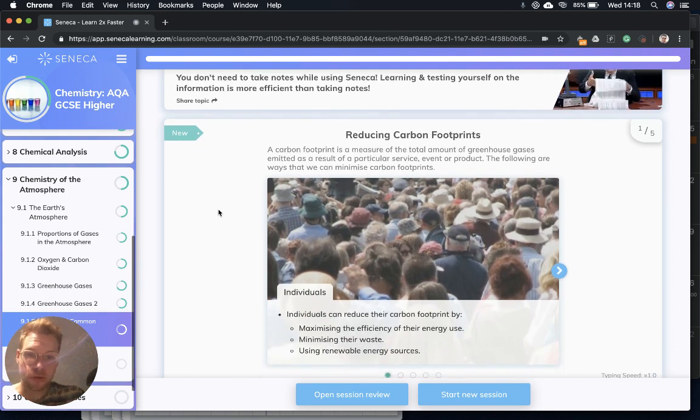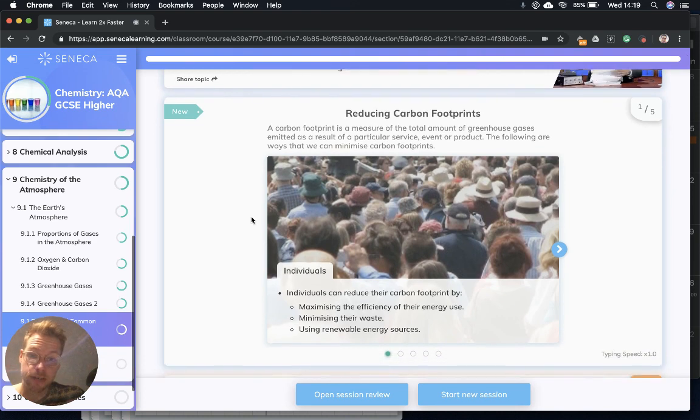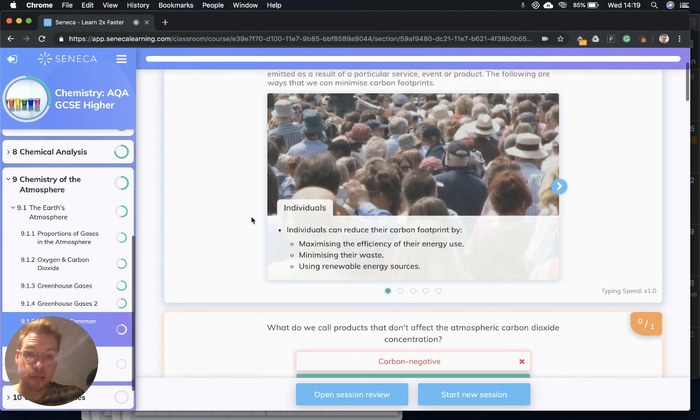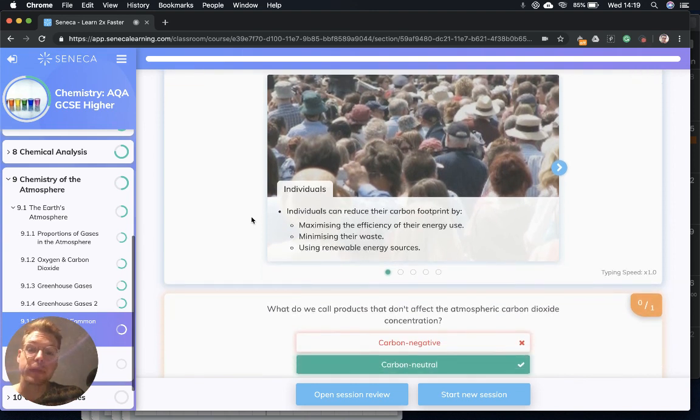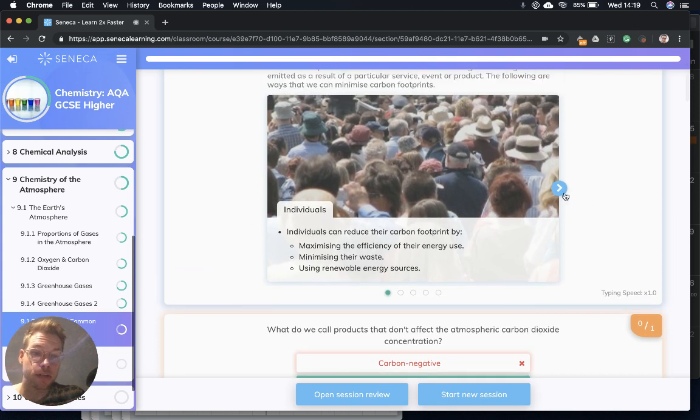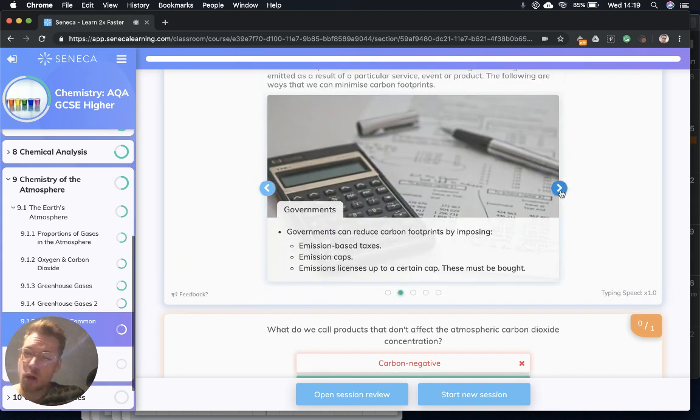A carbon footprint, what is that? A carbon footprint is a measure of the total amount of greenhouse gases emitted as a result of a particular service, event, or product. The following are ways that we can minimize carbon footprints. Individuals, what can you do? Individuals can reduce their carbon footprint by maximizing the efficiency of their energy use, minimizing their waste, and using renewable energy sources. What about the government?